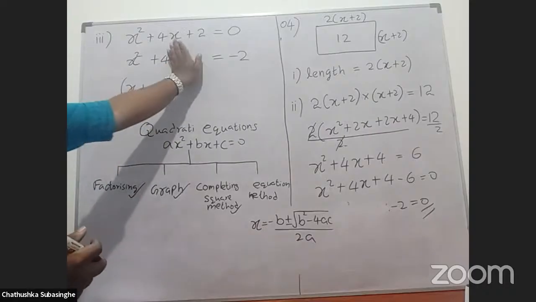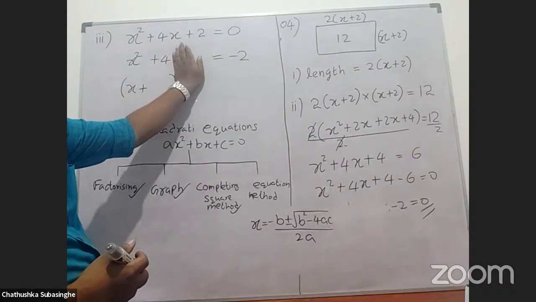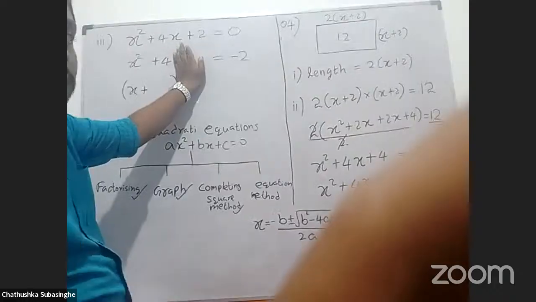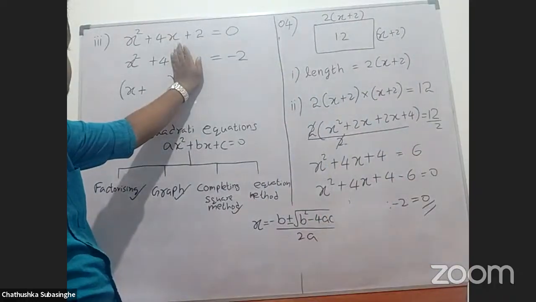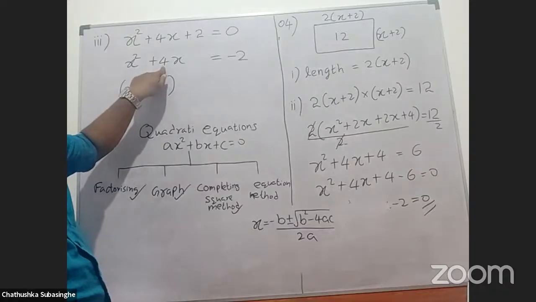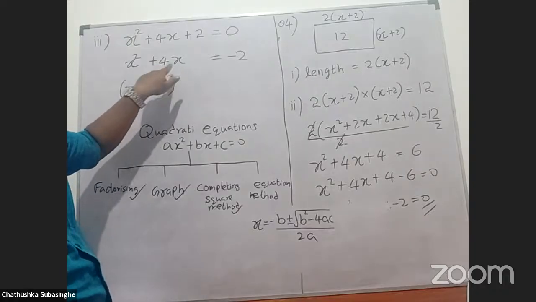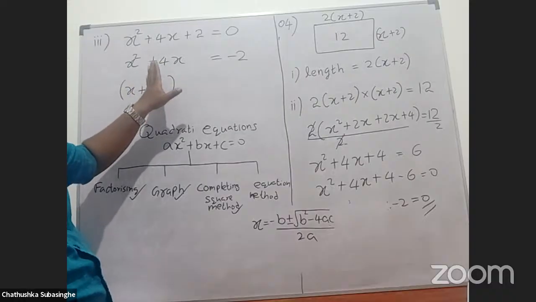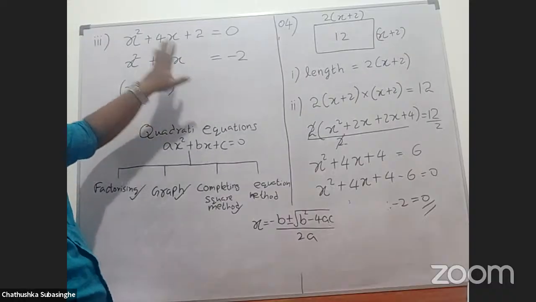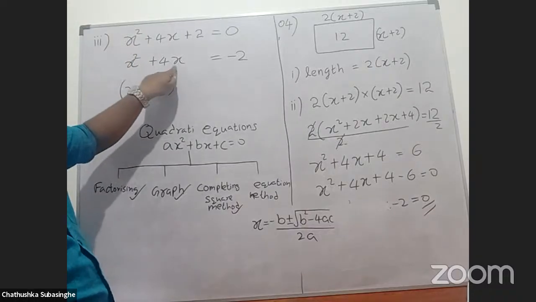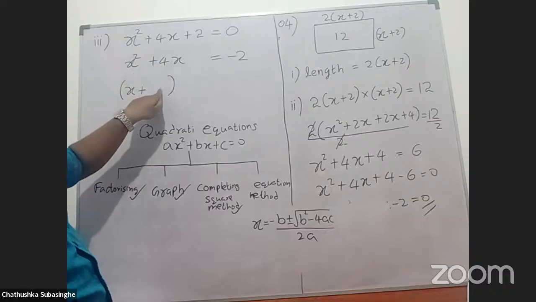Now, don't think about this x. Divide the coefficient of x. Coefficient means the number in front of the x. Coefficient of x means the number in front of the x. Coefficient of x squared means the number in front of the x squared. So you have to divide the coefficient by 2.